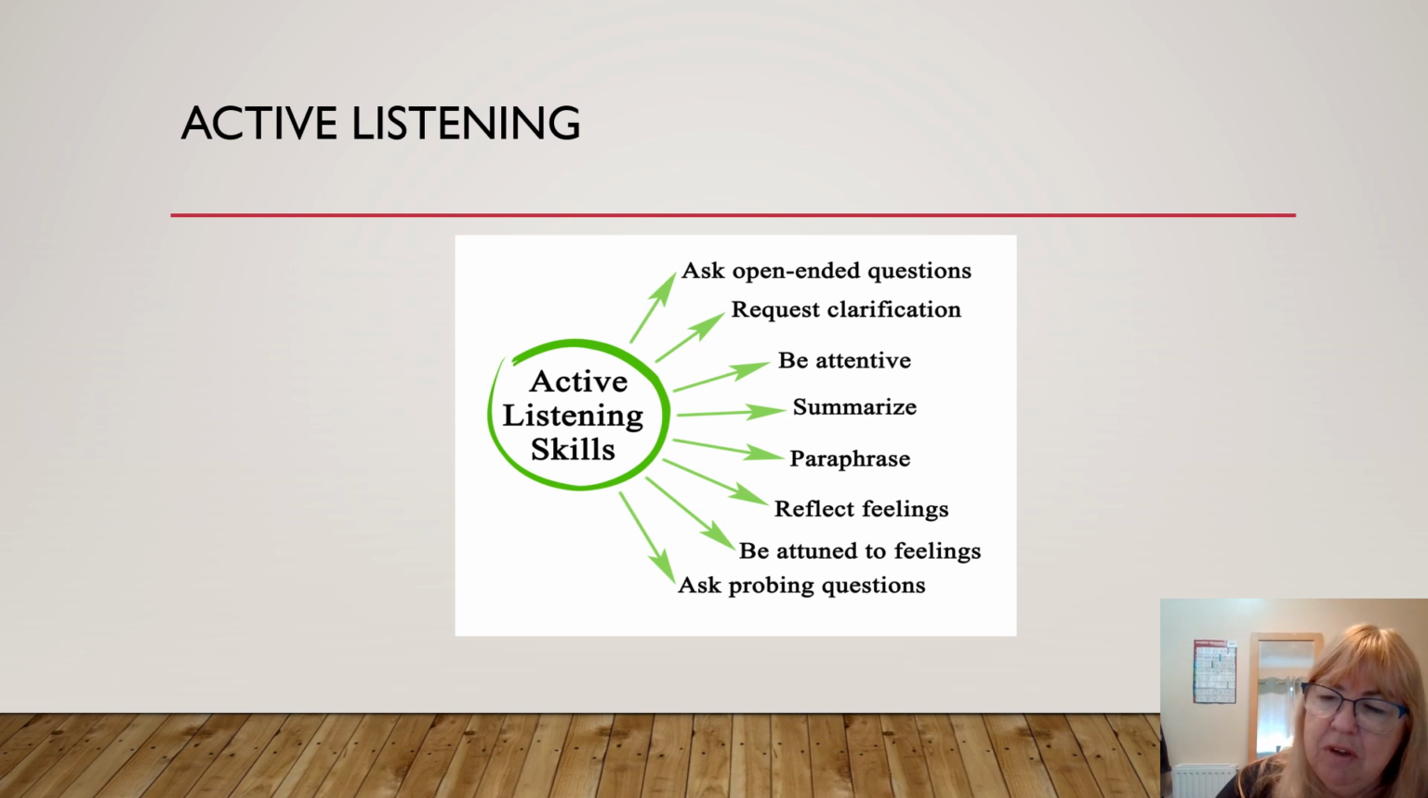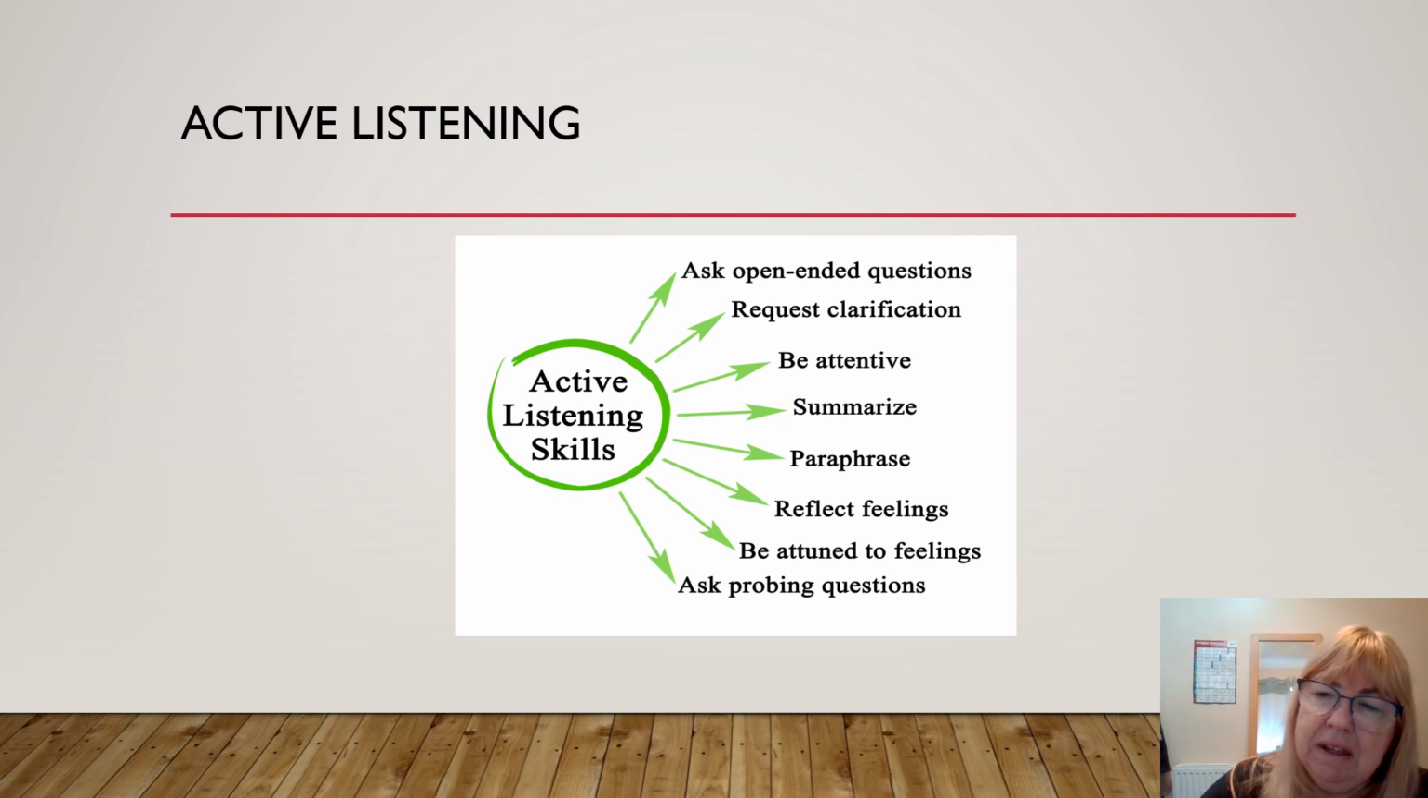Be attentive. Show that you're listening. Use your body language to show you're listening. Use some eye contact. Don't terrify them by staring at them, but show attention. Summarize every now and then. You can just stop people and just say, "Oh, we've been talking about a lot of things. Can I just pick out some of the main points to sort of summarize our conversation?" They might be the points that you want to make notes of in their notes.